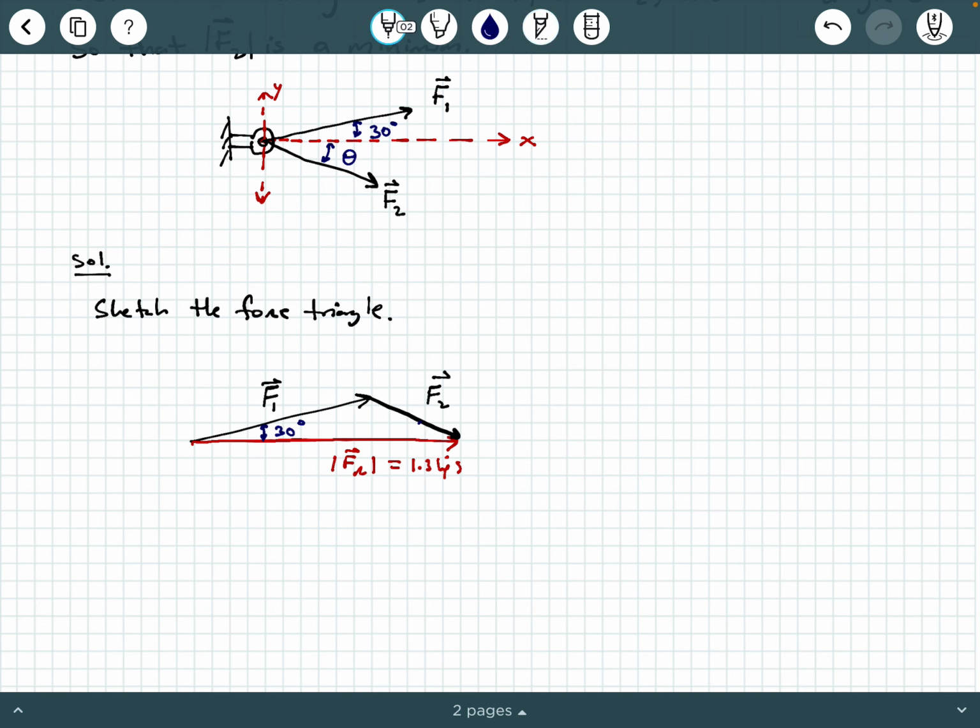So I can indicate this is theta. How do I know that? Well, again, if I put a horizontal help line here, then I know that this is theta up here. And so that would mean that theta will be the angle between the head of F2 and the head of the resultant force. And remember, I don't know theta, okay?